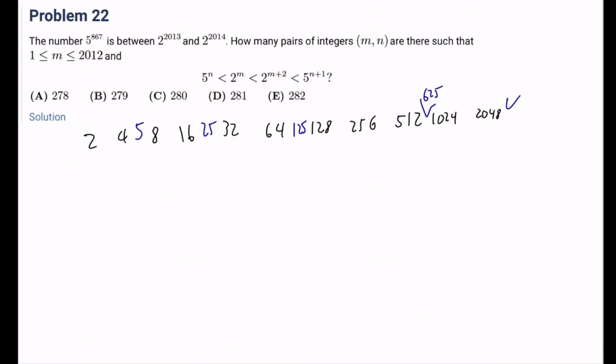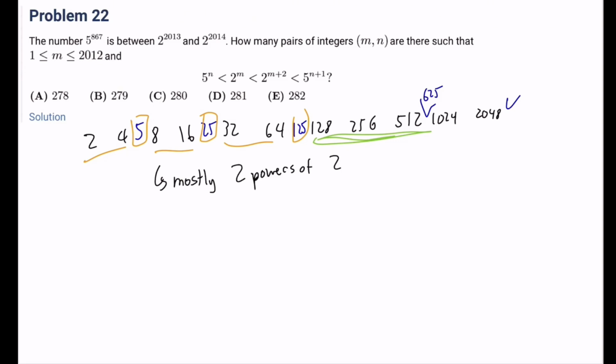And so now we see that this is definitely not common, because we usually have 2 powers of 2 between consecutive powers of 5. But in this case, there are 3 powers of 2 between consecutive powers of 5. So there's mostly 2 powers of 2 between powers of 5, but sometimes 3 powers are going to exist between consecutive powers of 5. And so we want just how many sets there are of these 3.